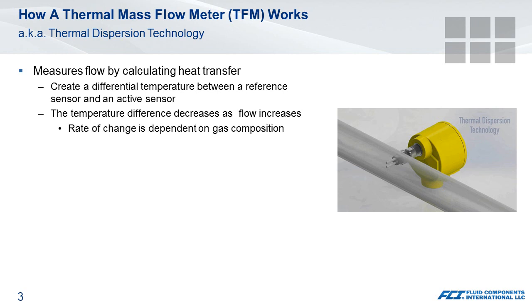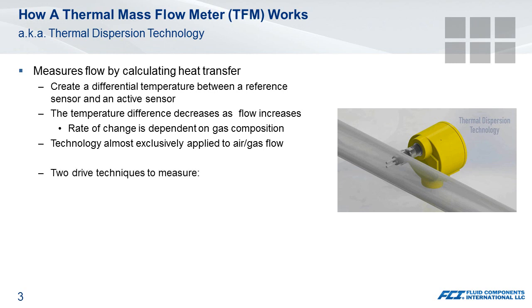One known as constant power, and in constant power, a fixed or a differential temperature is created between the heated sensor and the reference sensor. And as the flow increases, heat is pulled off, and the circuitry is measuring the actual differential temperature. So constant low power is applied, and the product is measuring the actual differential temperature.